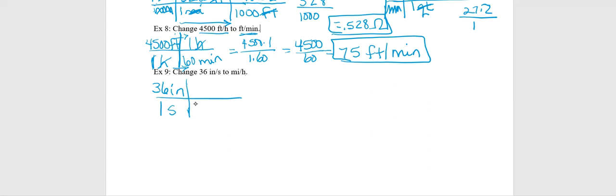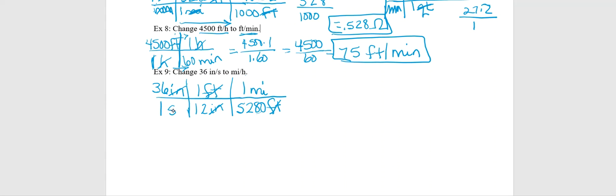Since I'm currently in inches, we're going to do 12 inches in 1 foot. That way my inches cancel. Now we'll do the feet to miles, and it said there were 5,280 feet in 1 mile. So my inches are gone, and I'm all the way to a mile. So I'm done with that number.